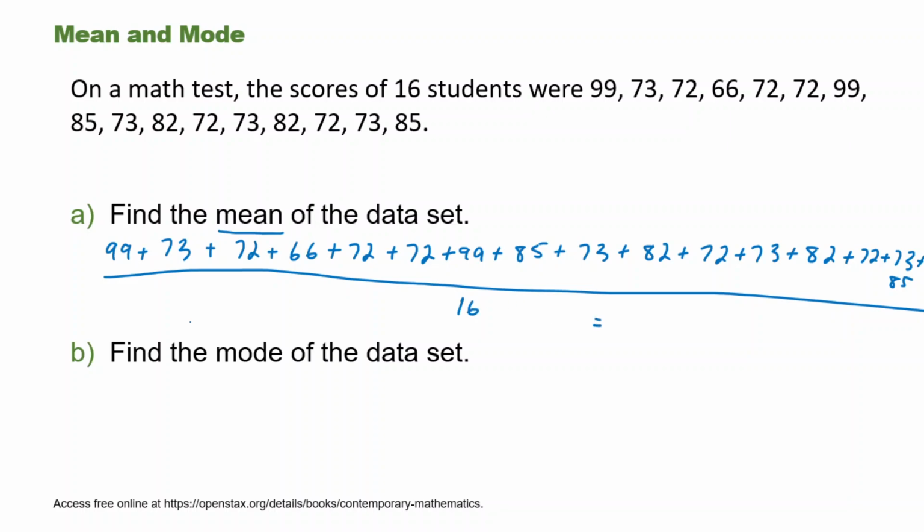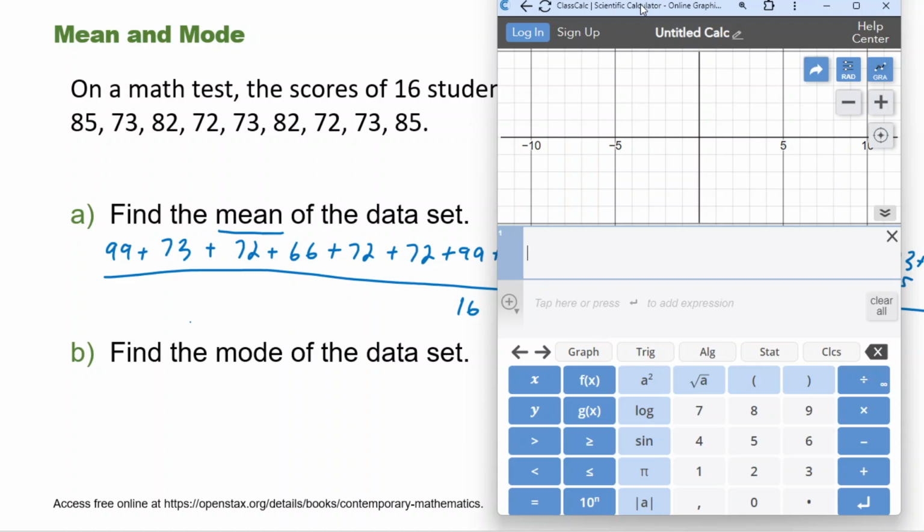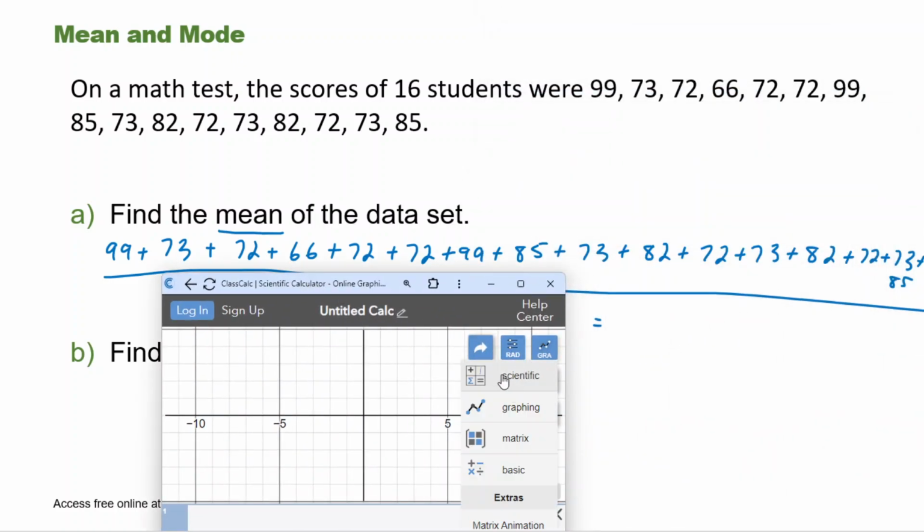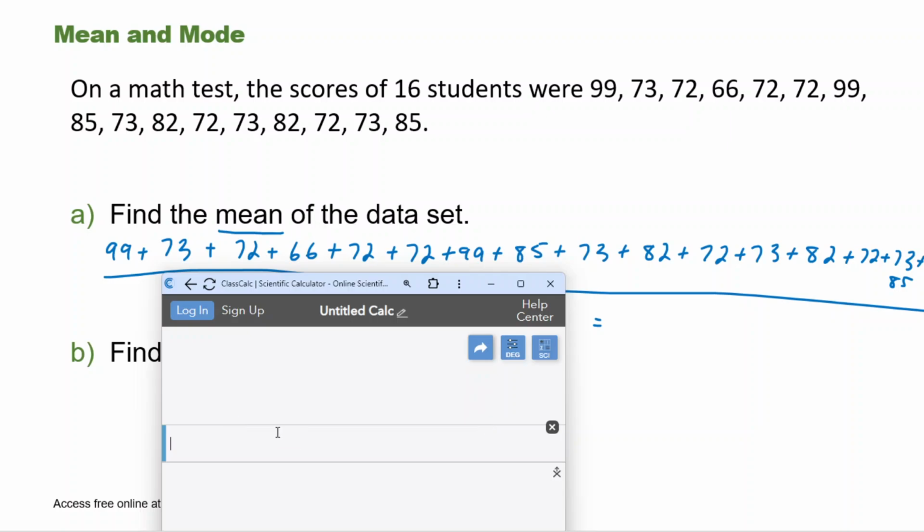And so I'm going to pull up a calculator, a scientific calculator, to enter these values in. 99 plus 73 plus 72 plus 66 plus 72 plus 72 plus 99 plus 85 plus 73 plus 82 plus 73 plus 82 plus 72 plus 73 plus 85, and then divide that by 16. So the mean of this data set is 73.625.